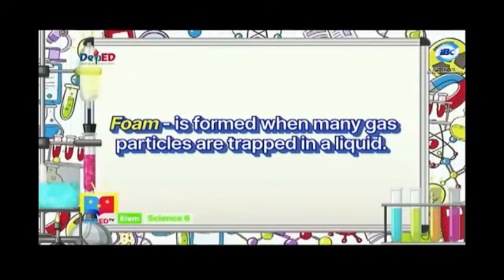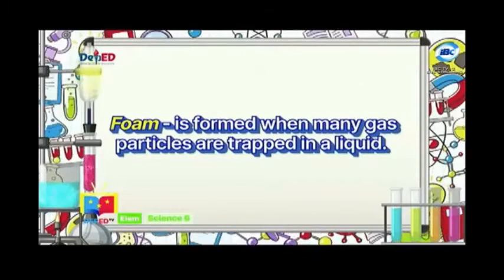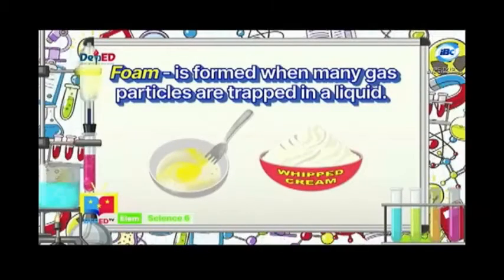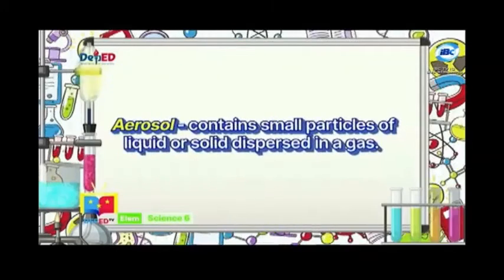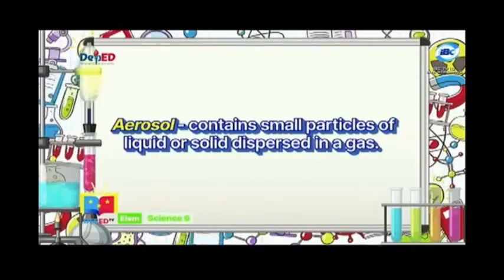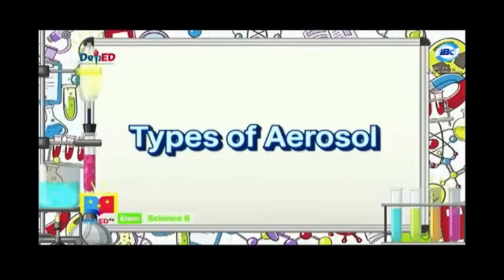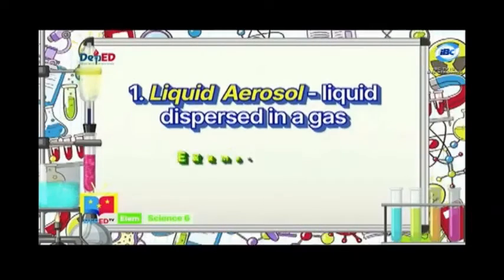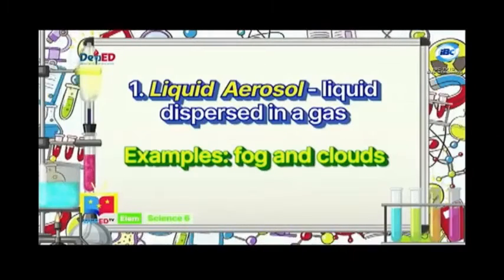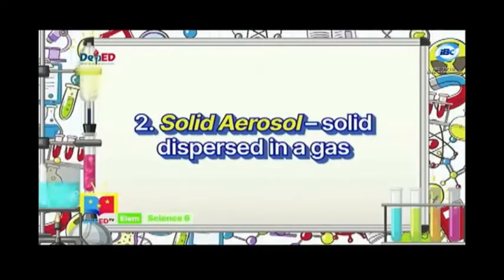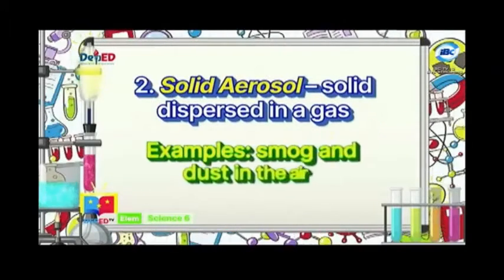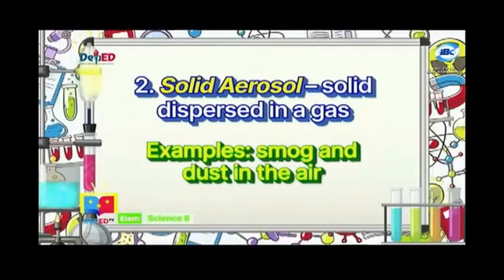Number 3. Foam is formed when many gas particles are trapped in a liquid. Examples are beaten egg white and whipped cream. Number 4. Aerosol contains small particles of liquid or solid dispersed in a gas. Types of aerosol. Number 1. Liquid aerosol. Liquid dispersed in a gas. Examples: fog and clouds. Number 2. Solid aerosol. Solid dispersed in a gas. Examples: smog and dust in the air.